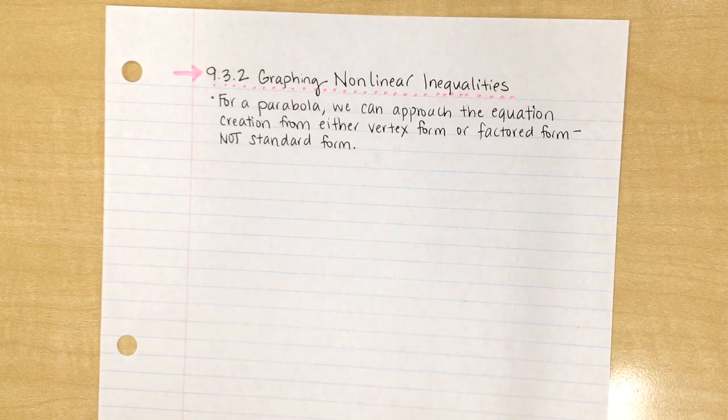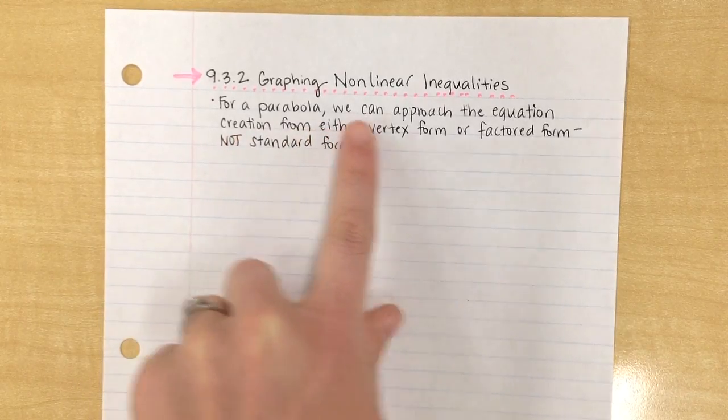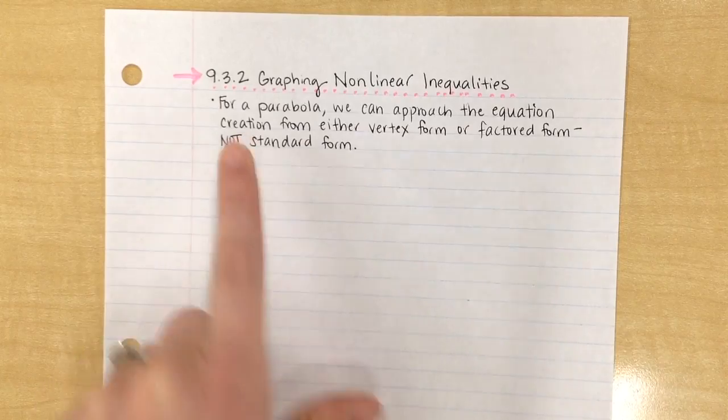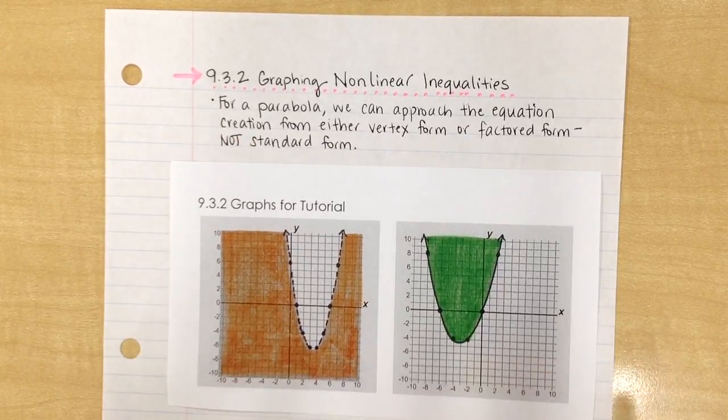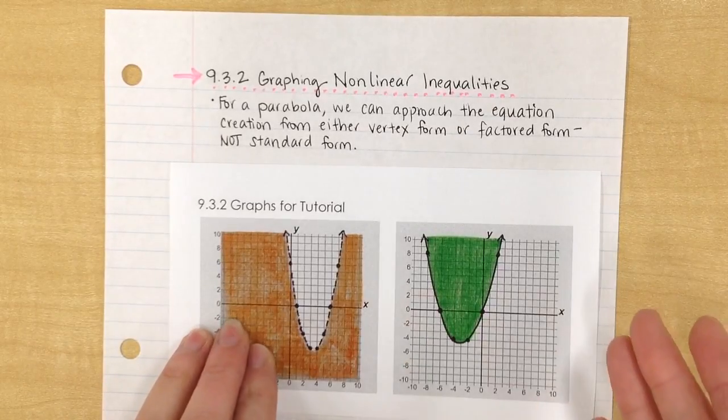So there's two different approaches we're going to take as we go through these two different concepts, these two different changes from our algebra web. For a parabola, we can approach the equation creation. This is if we're given a graph, so we're going to start by looking at the graphs and how we go from a graph into an equation.